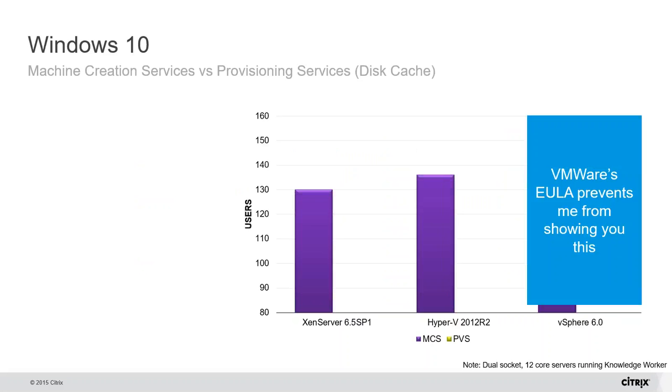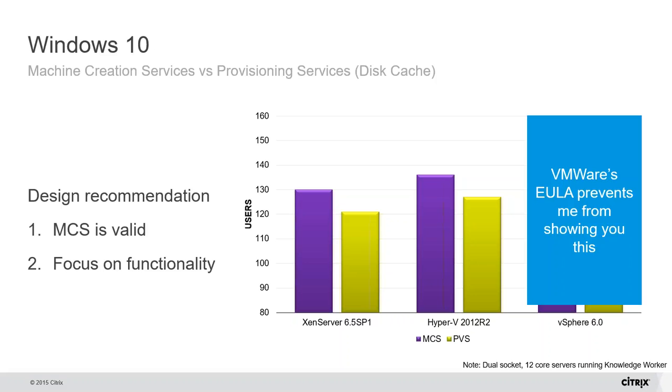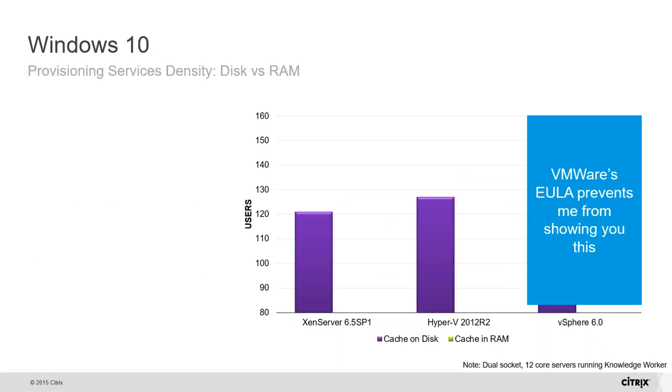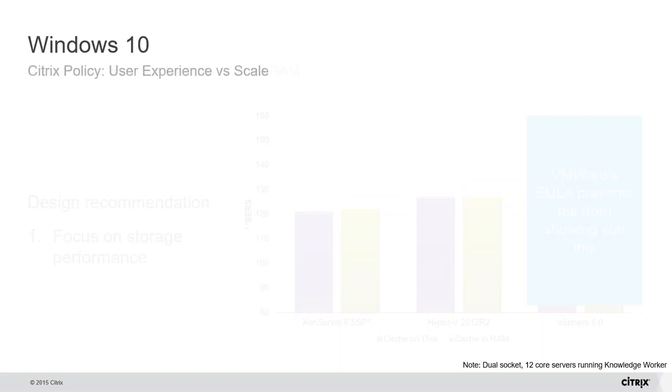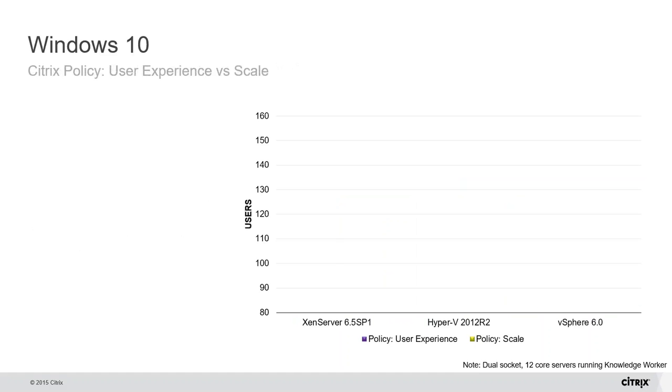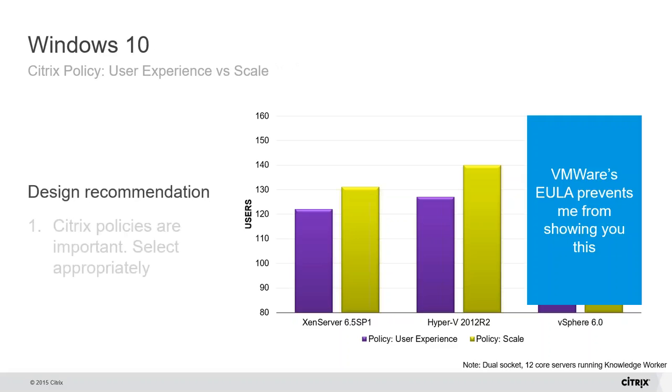So the first one, MCS versus PVS disk cache. Just like we saw in Windows 7, when you went to PVS, it drops a little bit. And then we flipped on PVS disk cache compared to PVS cache in RAM. And again, it's about the same, maybe a little bump up, but it's negligible right now. Now let's look at user experience, Citrix policy going to the scale policy. And the same thing we saw in Windows 7 applies to Windows 10: the scale policy actually increases our server density, but not as much. And we'll talk a little bit more about that in a moment, why the density differences aren't as great.